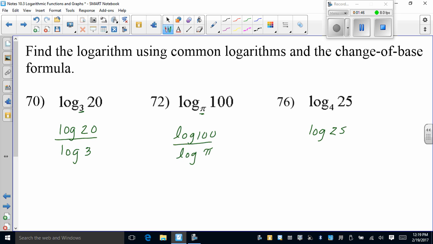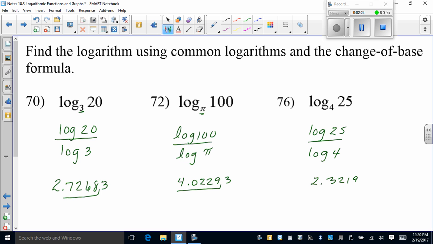Sometimes you'll get numbers that you can actually use and get answers. Other times it doesn't happen. But if we throw these in the calculator, this one here will give us 2.72683. And remember, you only need 4 decimal places. This one thrown in the calculator gives us 4.02293. And the last one gives us 2.32192. Round to 4 decimal places unless they tell you otherwise, always.